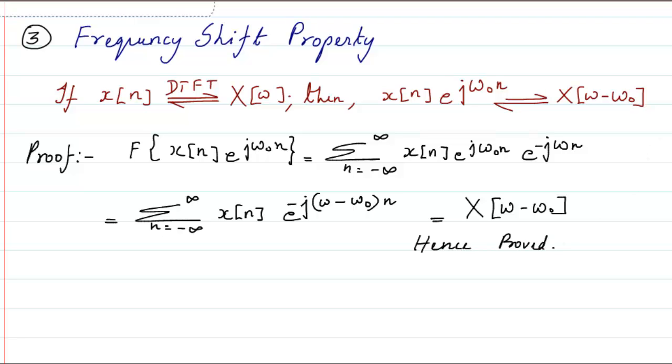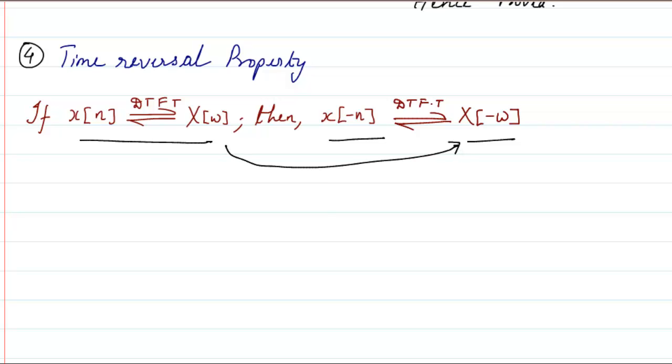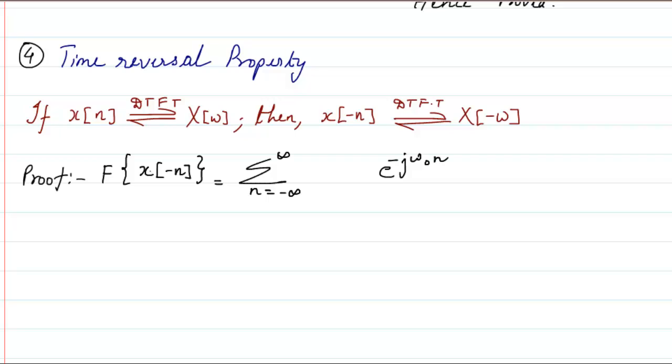Next, let us look at the fourth property. The time reversal property says that if you have a discrete time Fourier transform of x of n as x of omega, then the discrete time Fourier transform of x of minus n will basically give x of minus omega. That means whatever is x of omega, instead of omega you put minus omega. We know that the Fourier transform of x of minus n will be given by summation, where instead of x of n we will write x of minus n.